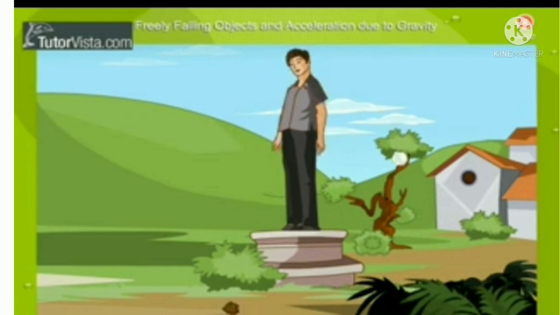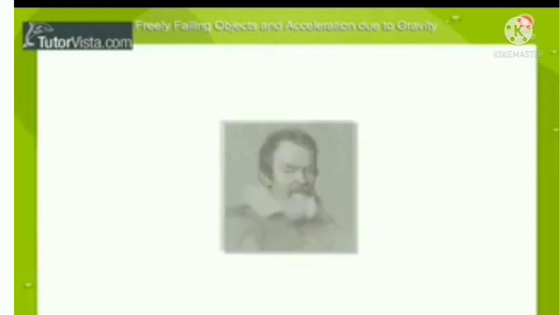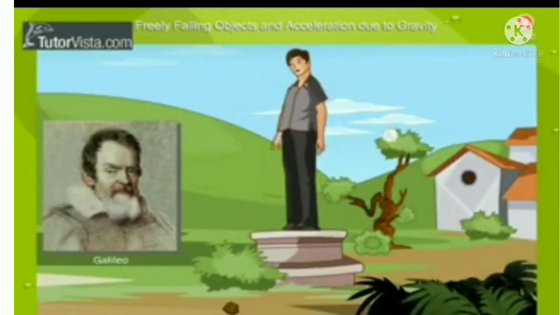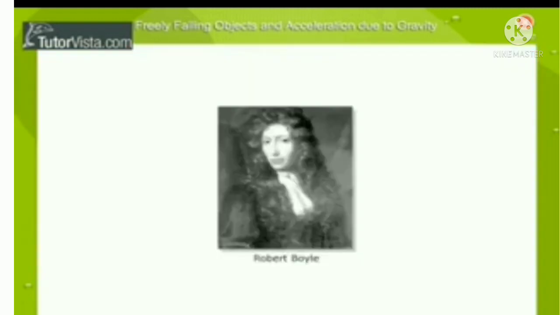Here he is dropping two objects, a stone and a cotton ball. The cotton ball reaches the ground later than the stone. Do you know why? Because of air resistance around the earth. Due to the air resistance, the cotton ball reaches the ground later than the stone. This statement was first given by a scientist, Galileo. What is Galileo's statement? If there is no air resistance, all objects will fall at the same time. Because of air resistance only, the cotton reaches the ground later than the stone.